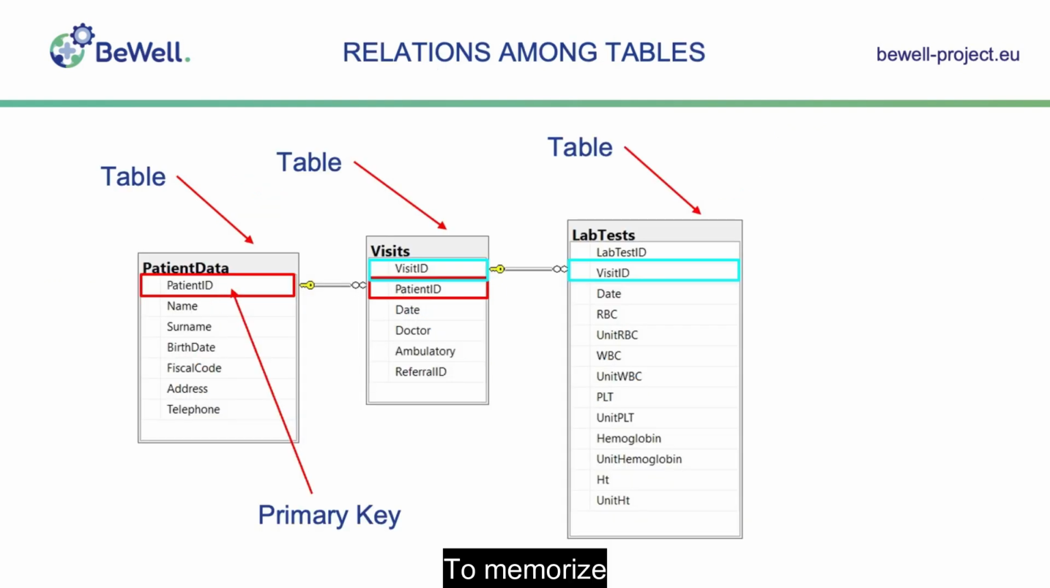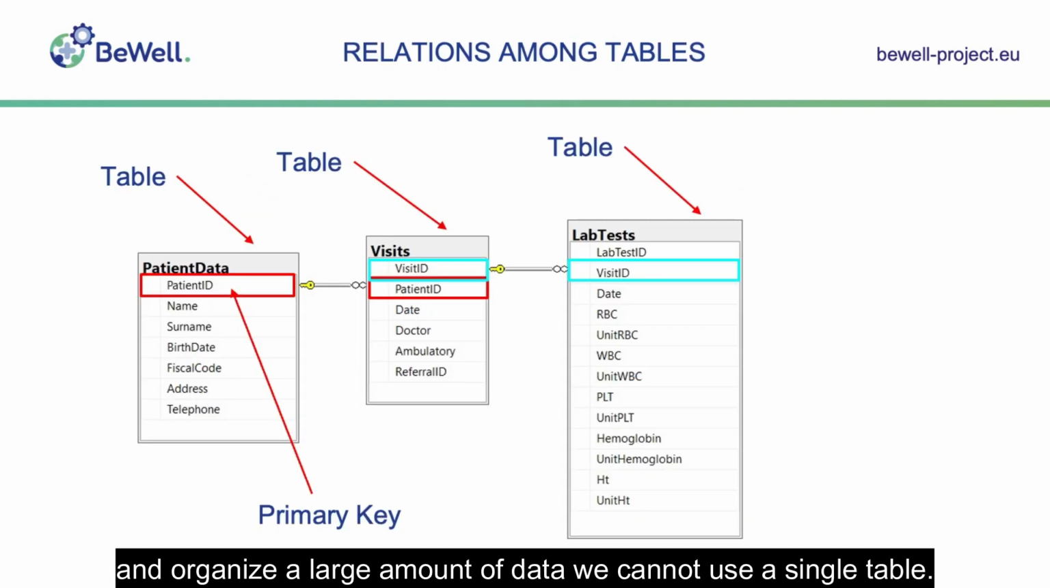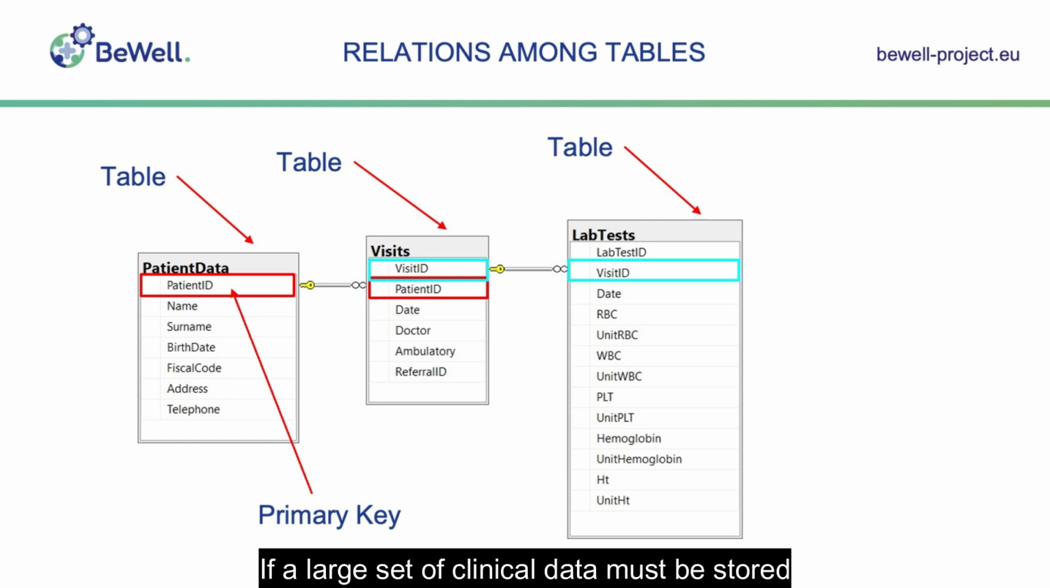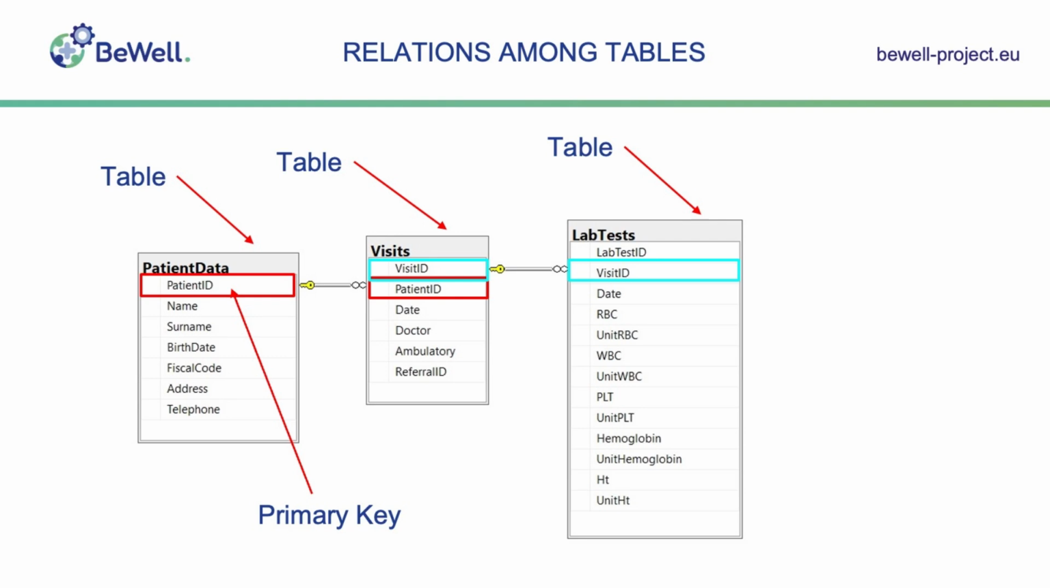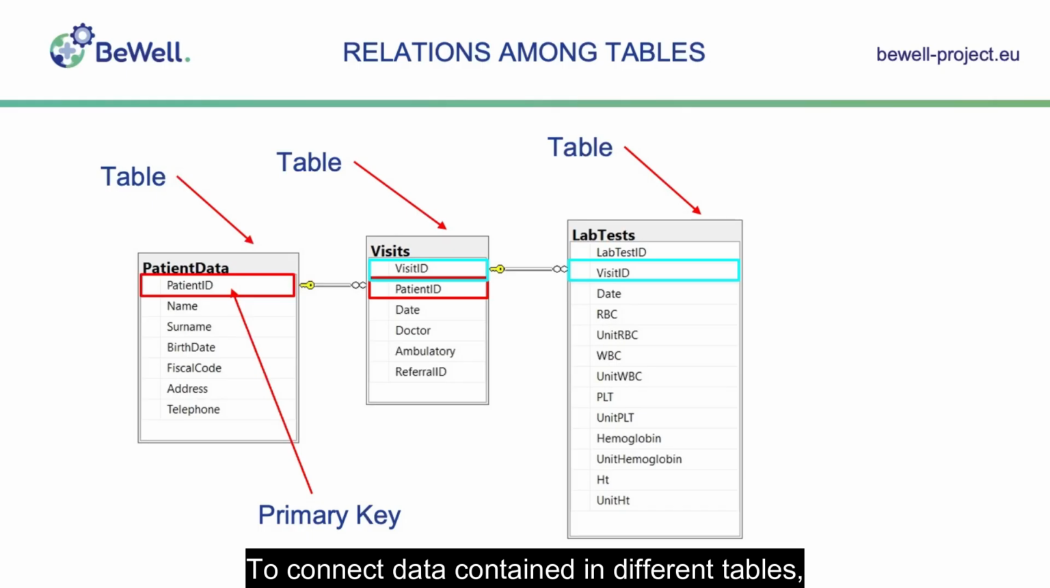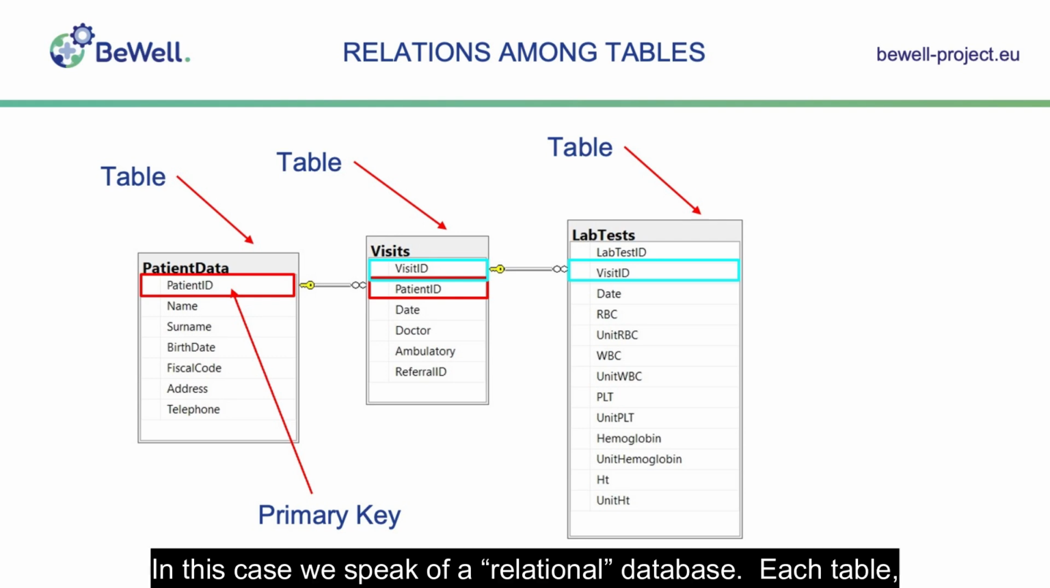To memorize and organize a large amount of data, we cannot use a single table. If a large set of clinical data must be stored for different patients and different activities, a unique table would have many empty cells. In addition, data could not be easily related, and to make data handling more efficient, data are stored in a number of tables. To connect data contained in different tables, a system is used to put data in relation. In this case, we speak of a relational database.